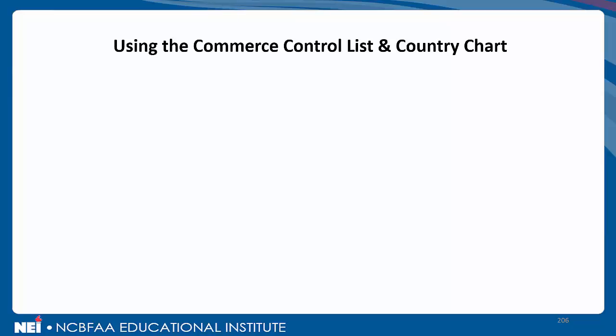Okay, so we finished up on the general prohibitions. Now we're going to talk about using the Commerce Control List and country chart, bringing them together as it relates to specific ECCNs going to countries that we want to export to.